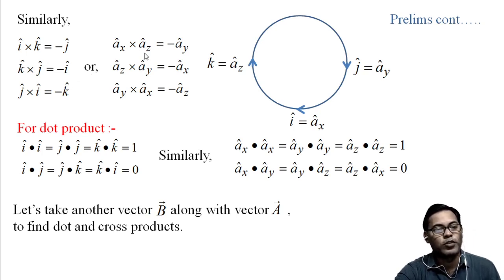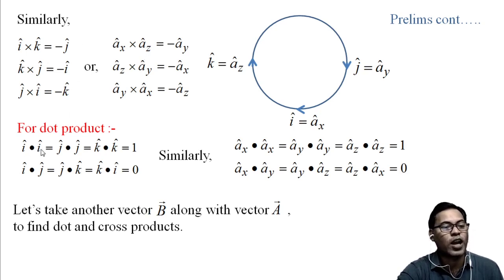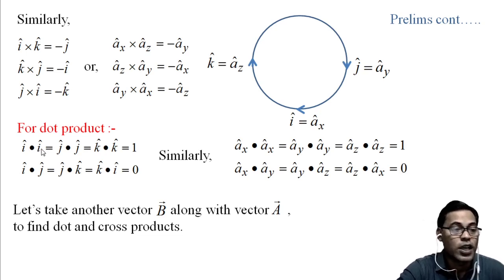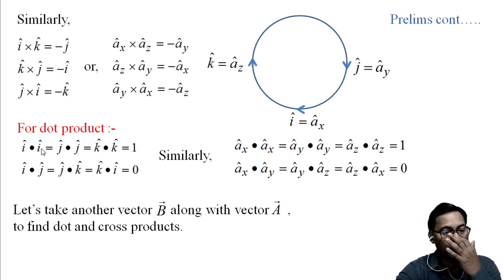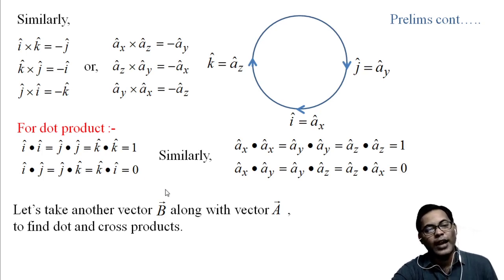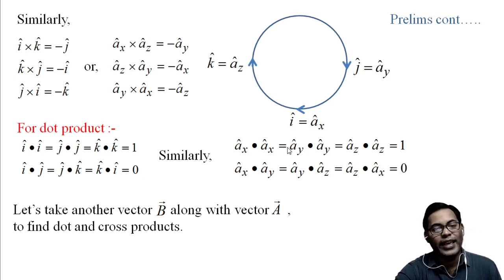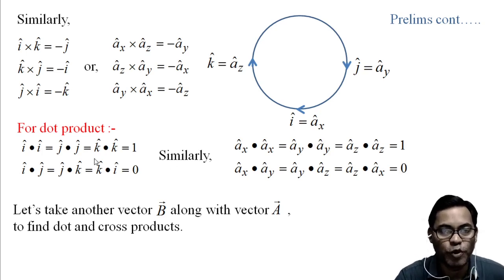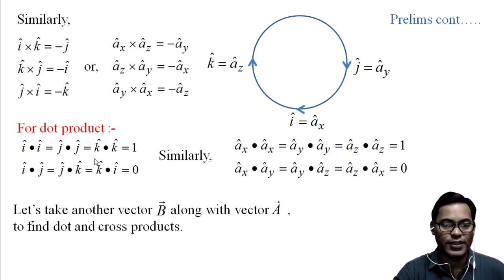Now if we want to find the dot product of the unit vectors, you can see that i dot i will be equal to 1, because theta is 0 and cos 0 is 1. Similarly j dot j will be 1, k dot k will be equal to 1. And for i dot j, the angle is 90 degrees, so cos 90 is 0, that is why i dot j will be equal to 0, and j dot k and k dot i also will be equal to 0. And now we can replace these i, j, k again by ax, ay, az, but the formula will be the same to calculate the dot product of the unit vectors.